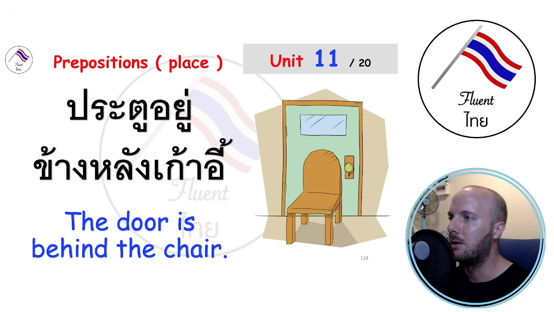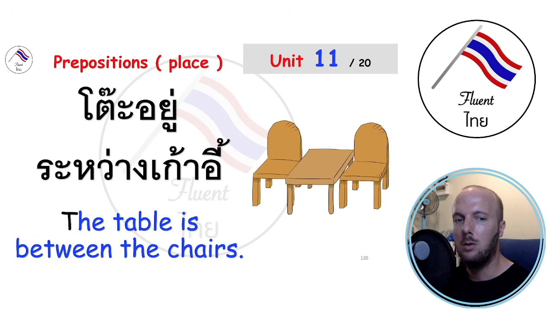My children might be a bit noisy in the background. All good atmospheric noise. The table is between the chairs. โต๊ะอยู่ระหว่างเก้าอี้. You might be wondering, why are we just saying เก้าอี้? Why don't we say เก้าอี้สองตัว? You know, why don't we specify two chairs? Well, again, it's because of context, so you don't have to specify that it's two.